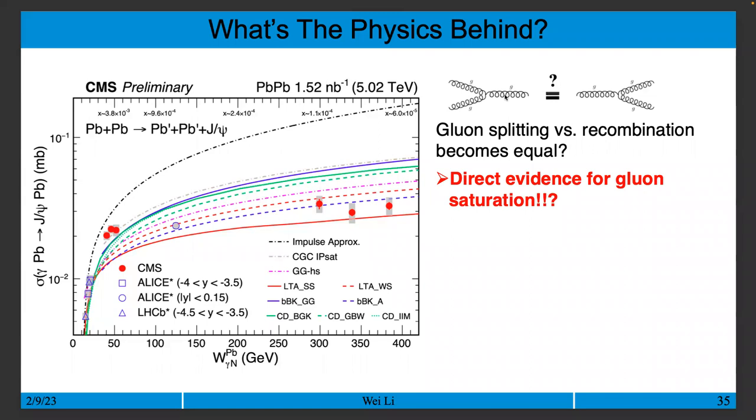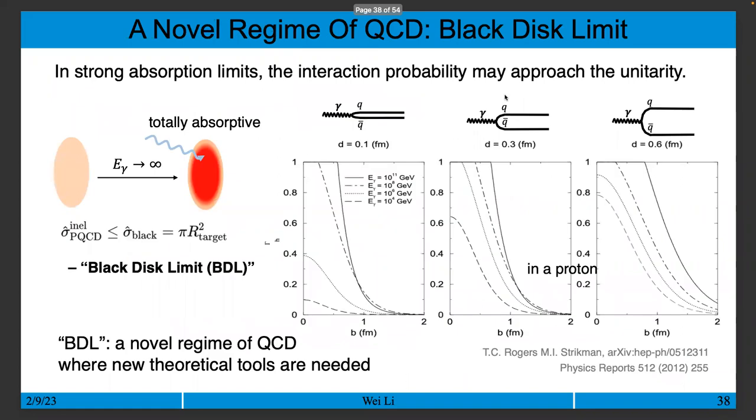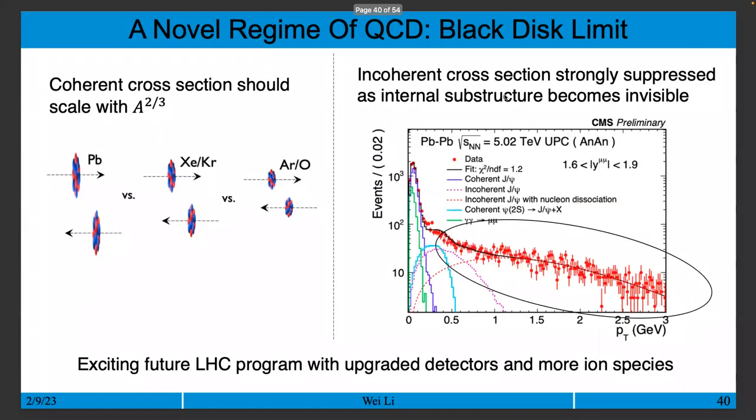Yeah, so I should say that one way you can interpret this is that maybe the gluon density is really saturated at high energy. The other possibility is that the gluon density is not saturated, but the cross section itself is hitting unitarity. That can also happen. That would be a black disk limit. I have some discussion about the black disk limit, but I'll skip that.